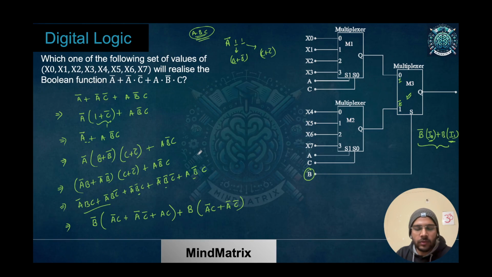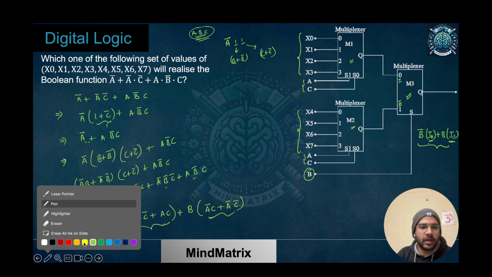Now what do we need to do? We have found this I0 and I1, the possible values of I0 and I1. Now, based on these two, we need to find the possible values of x0, x1, x2, x3, and from x4 to x7, because these two multiplexers have the select lines as AC. So let's consider only M1.